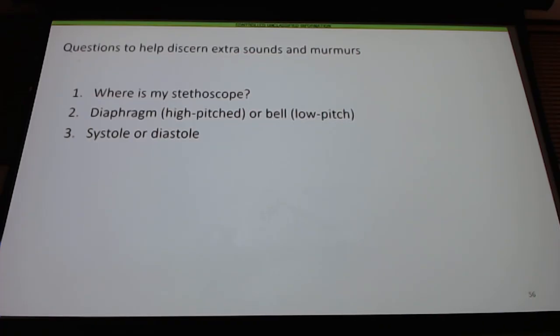And then we talked about if you hear an abnormality, the 3 questions you have to ask to help you determine what the pathology is. Where is my stethoscope on the auscultation sites? Am I using the diaphragm or the bell to best hear this abnormal sound? And is this occurring during systole or during diastole?